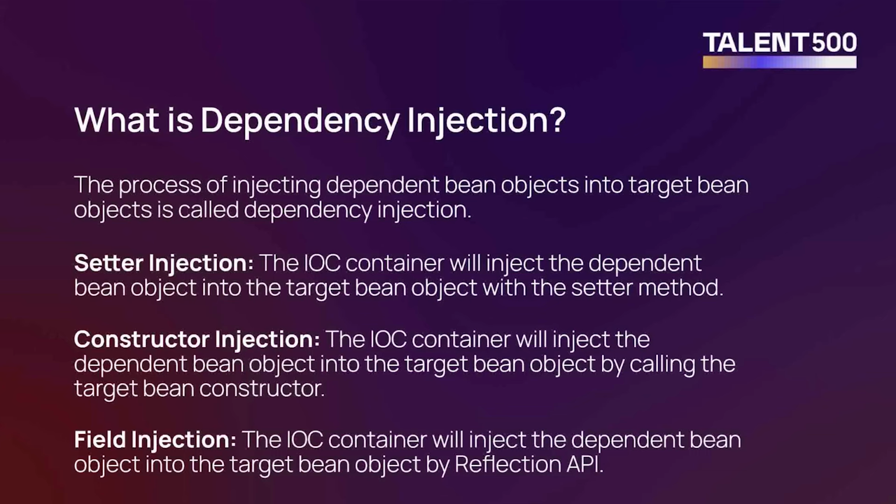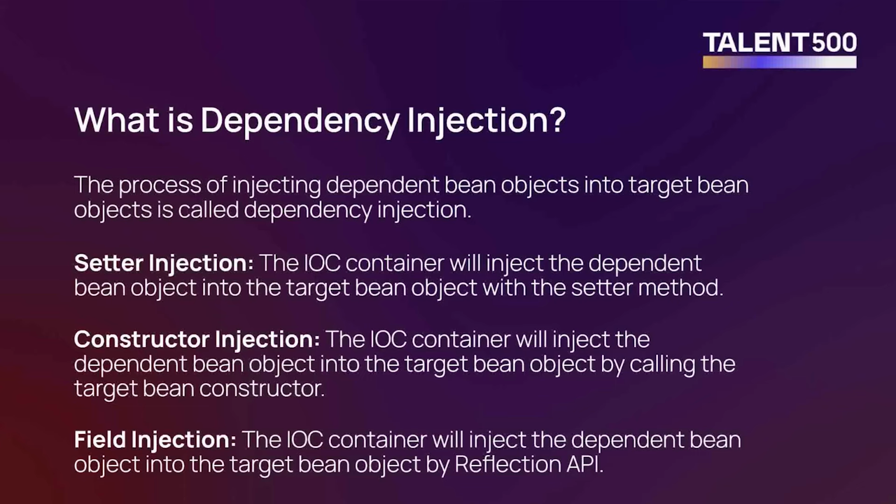The process of injecting dependent bean objects into the target bean objects is called dependency injection. Now you need to have a basic understanding of what dependent bean objects and target bean objects are. Being a senior experienced individual, you are expected to have this prerequisite, but I'll still brief it down. In brief, you can understand them as Spring objects.